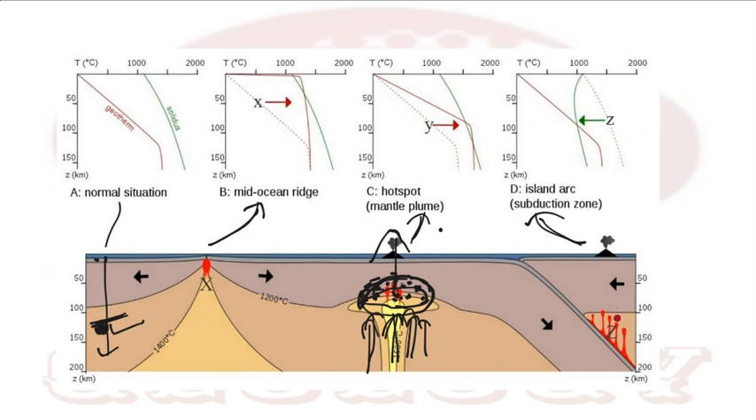But in case of a convergent plate boundary, it is because of the addition of water to the subducted slab. So when water is added to the subducted slab, that will decrease the melting temperature. So the solidus temperature decreases, it will touch the geotherm, and so melting starts from that place.